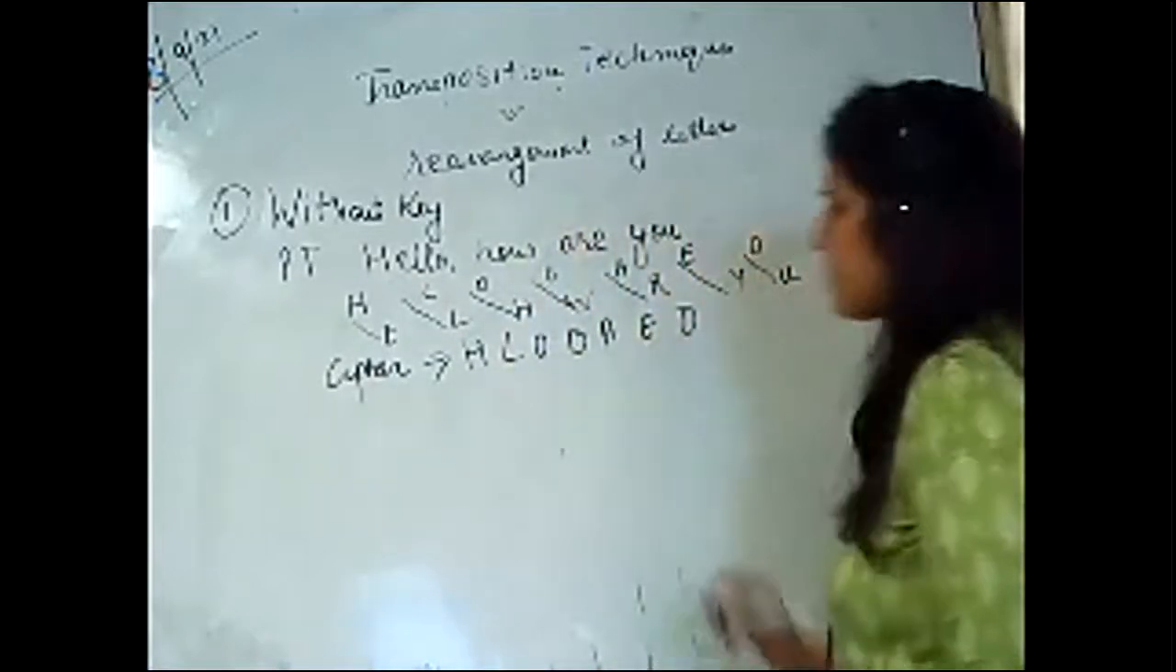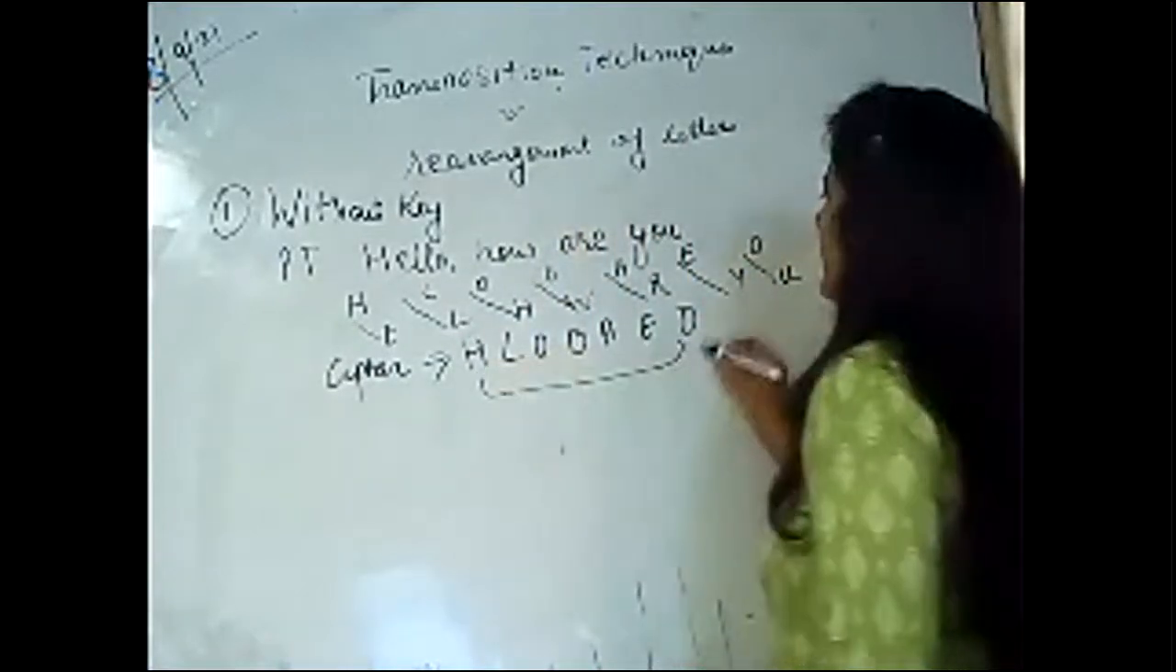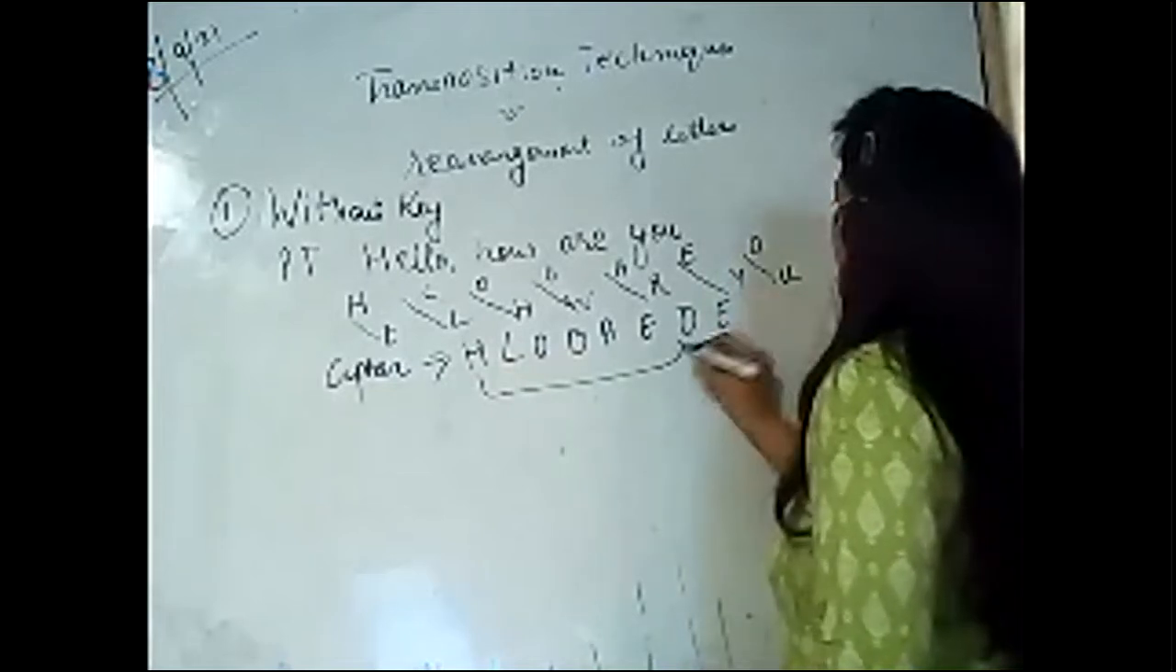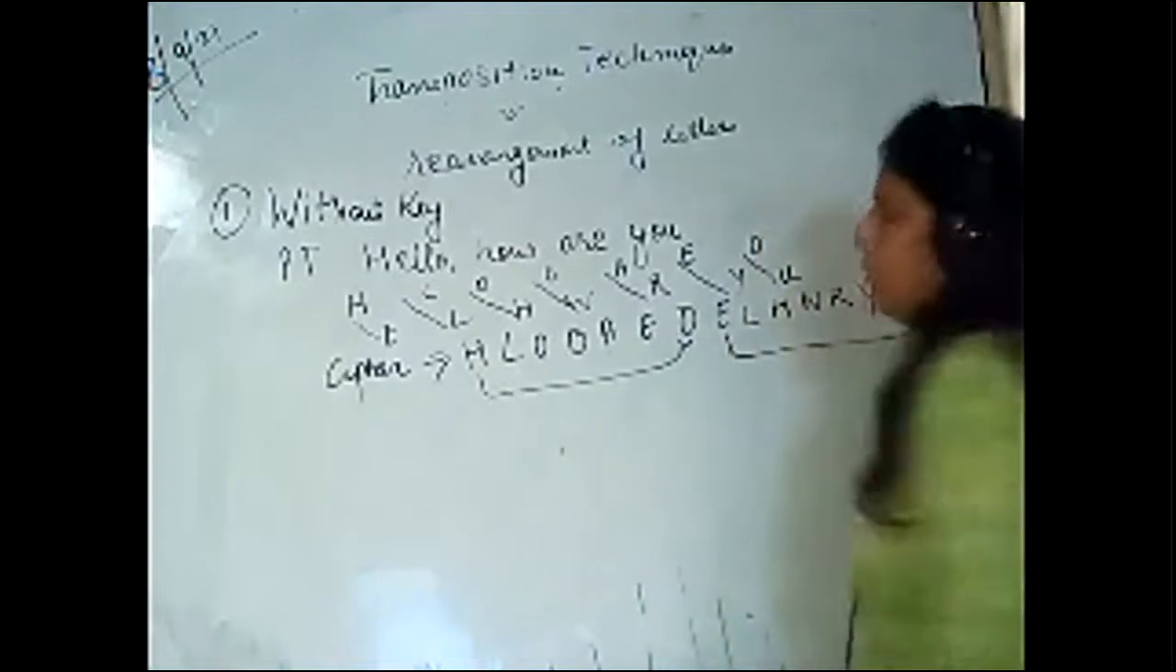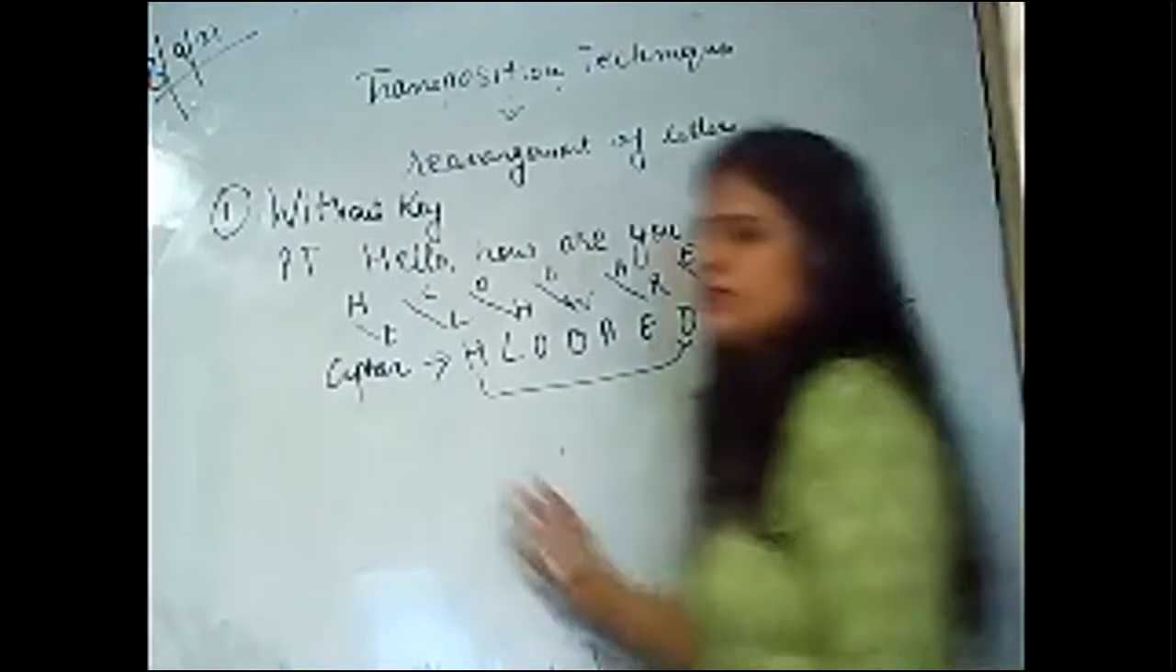First we will write the first row over here, and after that we will write the second row. That is HLOO. Fine, this is the first row that you have written. Next we have ELHWRY. This is your second. By combining both these things, we get the ciphertext.